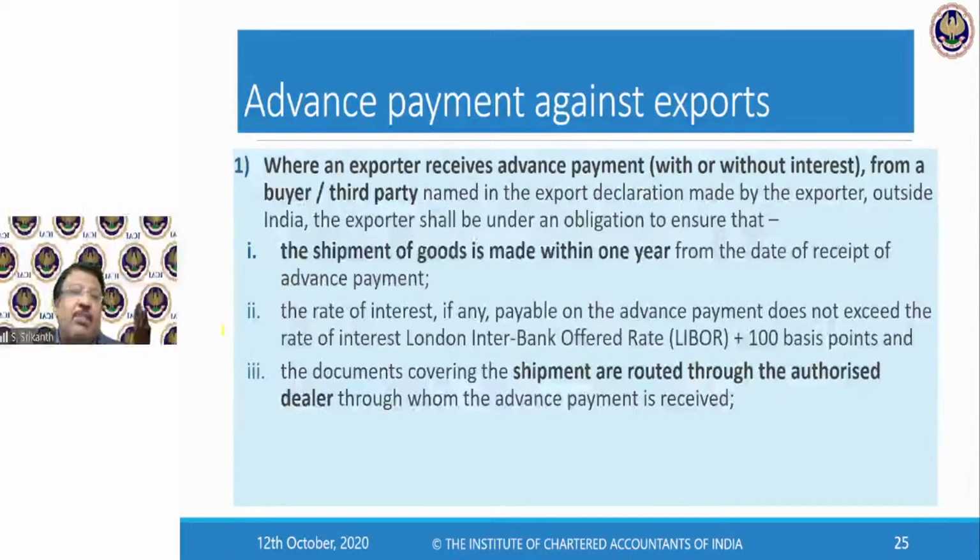The documents covering the shipment are routed through the authorized dealer through whom the advance payment is received. See, this type of trapeze activities, if you do now, for example, you ship the goods through one authorized dealer. Payment is sent by advance payment through another authorized dealer. Both the transactions are hanging. Both the ADs are in trouble. Both will point to you. You will have to go before the ED and give all the reasoning.